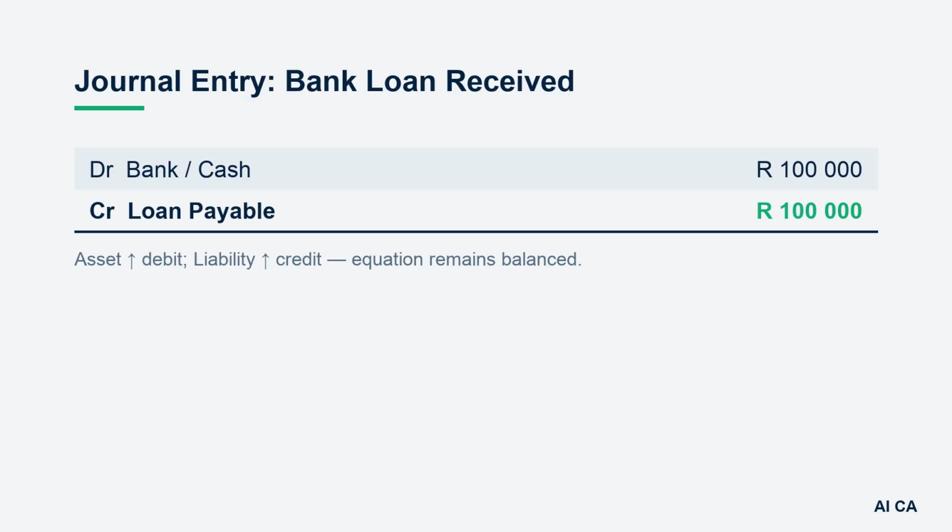Let's make this concrete with a worked example. A company borrows 100,000 Rand from a bank on day 1. The bank transfers cash to the company's account. We need to record two effects. Cash goes up and a liability, the loan, goes up. Cash is an asset, so it increases with a debit. The loan payable is a liability, so it increases with a credit. Total debits equal total credits, 100,000 on each side. The accounting equation stays balanced.